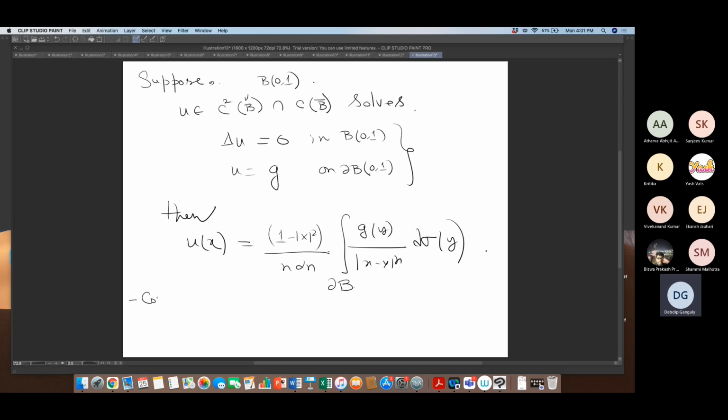Again, the converse is also true. You can check. If u is a solution of this, then u solves it. If you define u to be this function, then you solve this PDE. The converse is also true. You can use the book of Evans. If you don't, I will again explain it. Okay. Now I would like to do it.